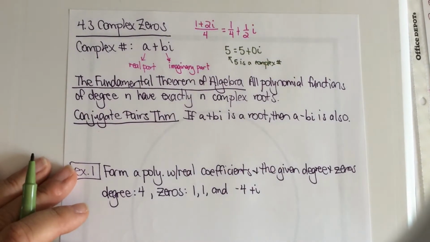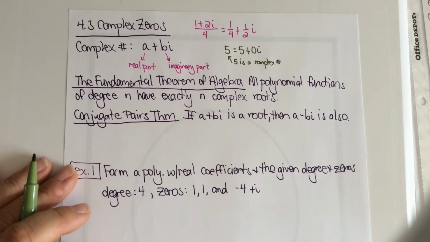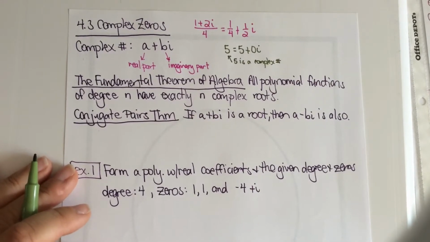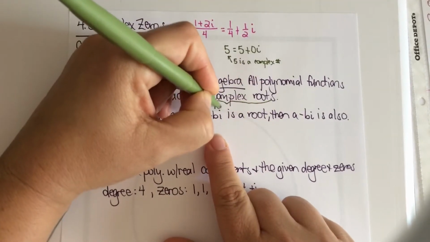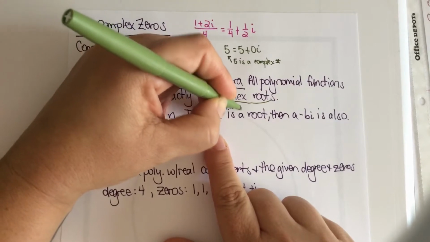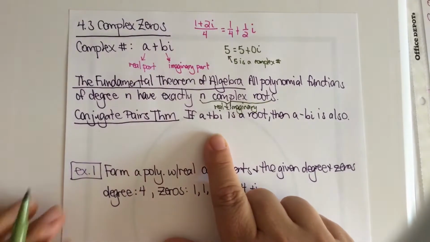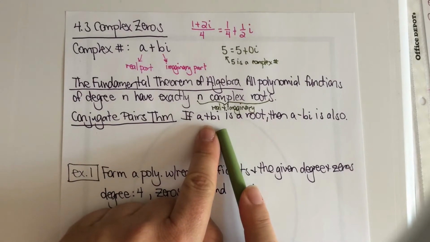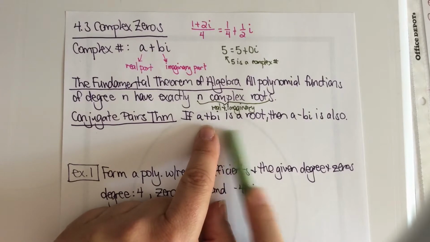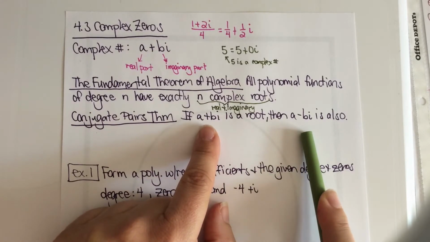Okay? So the fundamental theorem of algebra says all polynomial functions of degree n have exactly n complex roots. So this is real and imaginary. Real and imaginary. Okay? I should have done that in pink so it stood out a little bit more. And then we've got the conjugate pairs theorem. If a plus bi is a root, I hope you guys can read that, but that's what that says. If a plus bi is a root, then a minus bi is also a root.